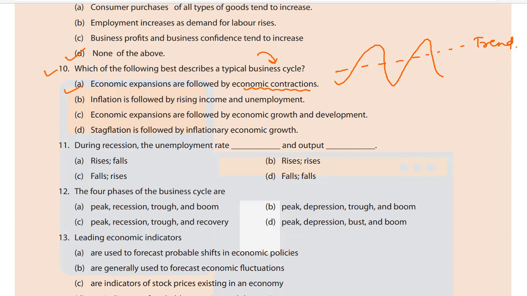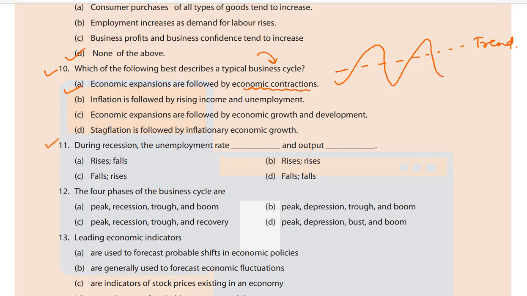Let us see question number 11. During a recession, the unemployment rate dash and output dash. A. Unemployment rises and output falls. B. Unemployment rises and output also rises. C. Unemployment falls and output rises. Or D. Unemployment falls and output also falls.